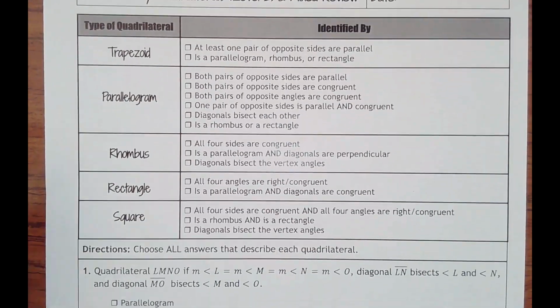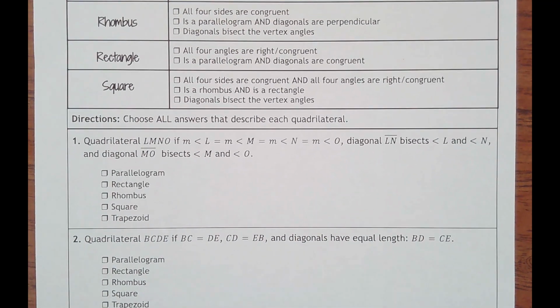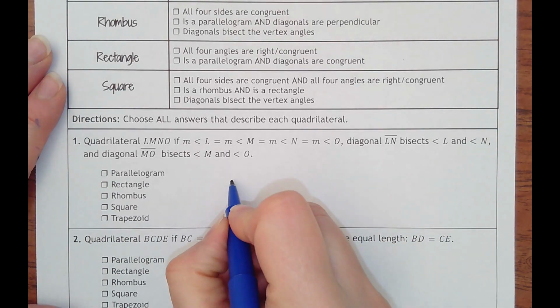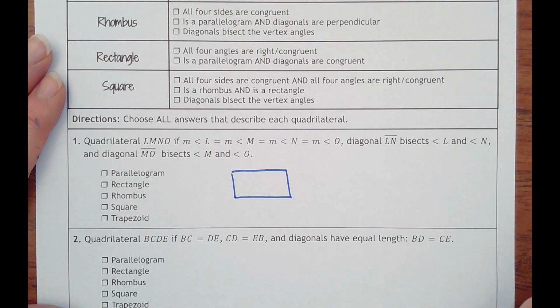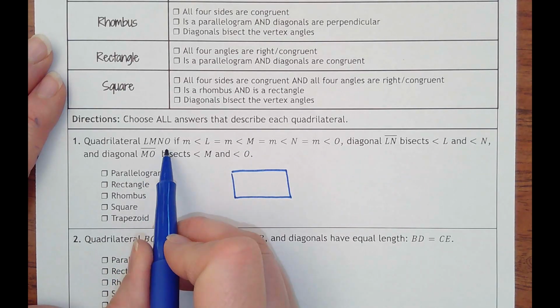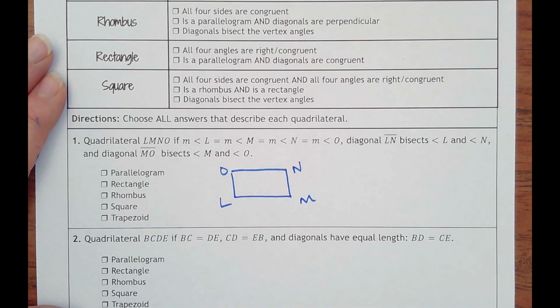So let's try reading number 1. And again, seeing it says choose all answers, so drawing these would probably help the best, and I always draw them to where they look like a rectangle. That doesn't mean anything. I need to label this as L, M, N, O. Doesn't matter how you label it, just go in a circle somehow.